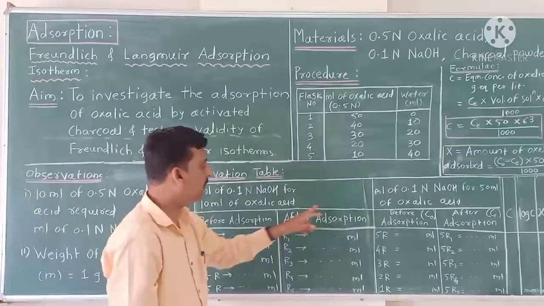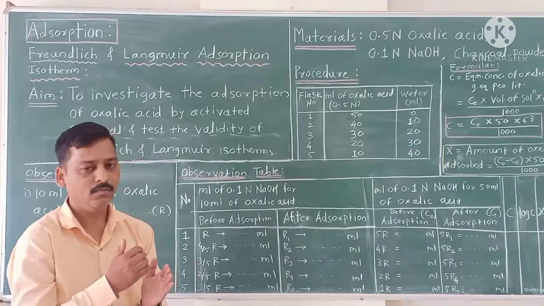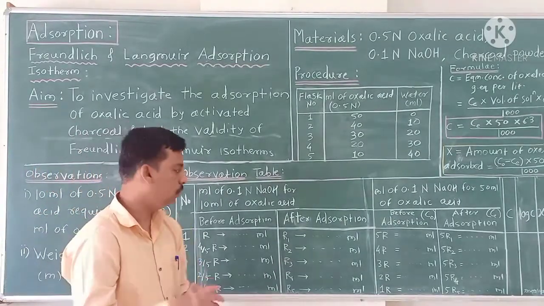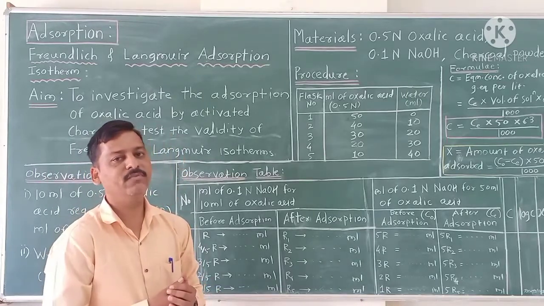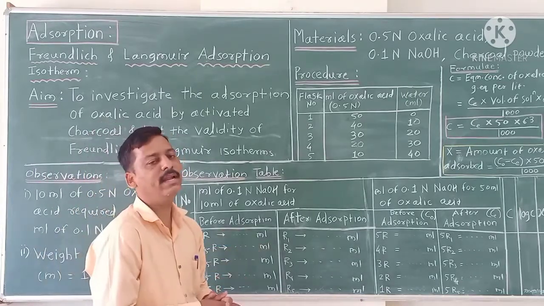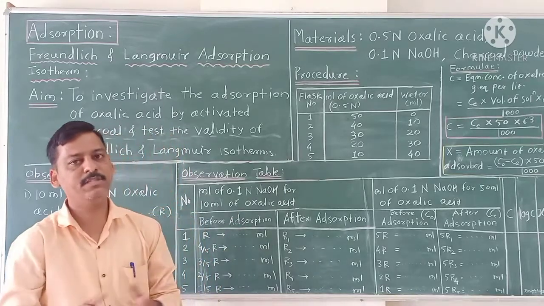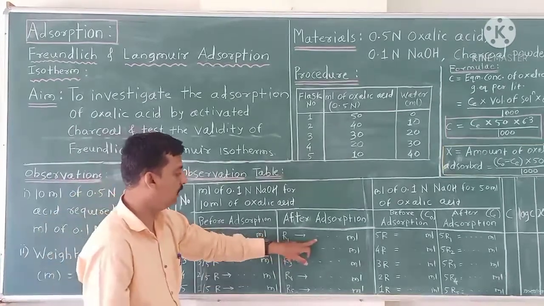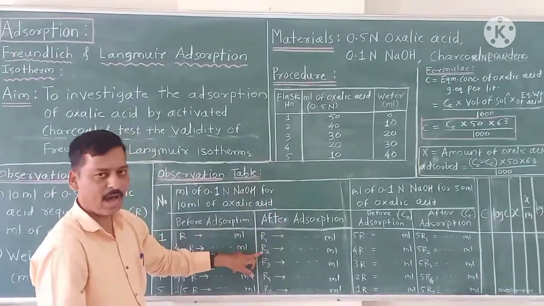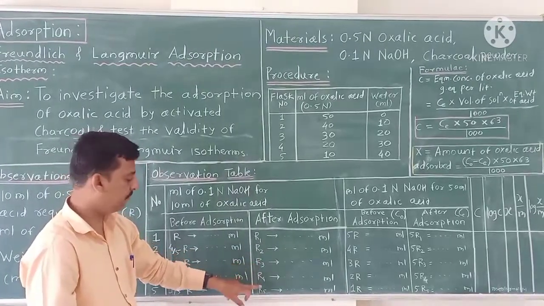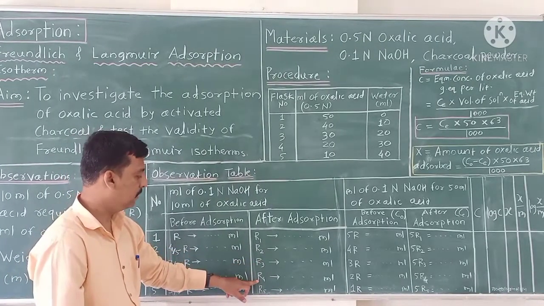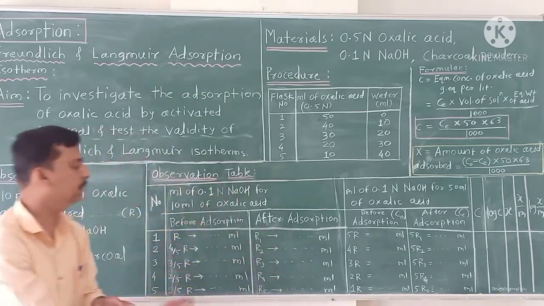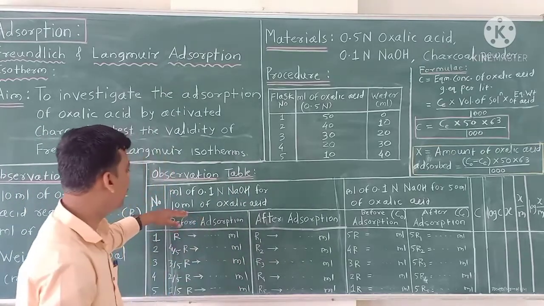Now, after adsorption, we treat the oxalic acid with the charcoal. As the solution gets filtered, whatever solution we get, we titrate with NaOH using the phenolphthalein indicator. The first reading we note down is R1, then the second reading R2, third reading R3, fourth reading R4, and fifth reading R5. Again, this is for 10 ml of oxalic acid.